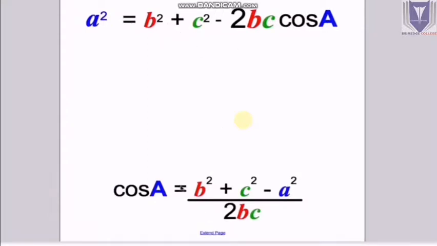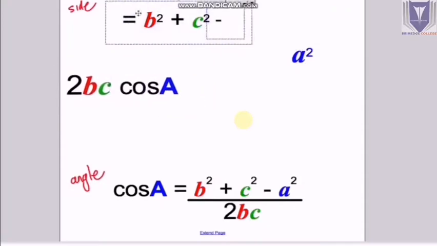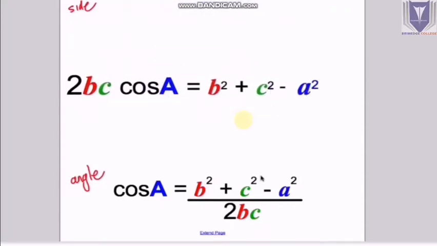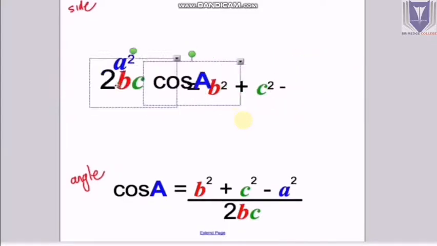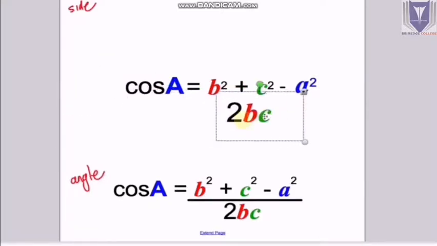Let me illustrate how I got that. From here, take A squared and 2BC cos A, or let's bring 2BC cos A to this side and take A squared the other way. So you're going to have 2BC cos A equal to B squared plus C squared minus A squared. That's the formula. So from here, if you divide both sides by 2BC, you are going to have cos A equal.